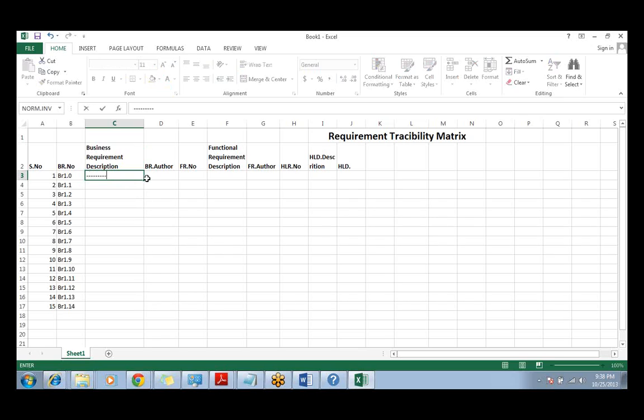So this is just dummy data that we are using. You can't use the dash, so you just have to use something else.